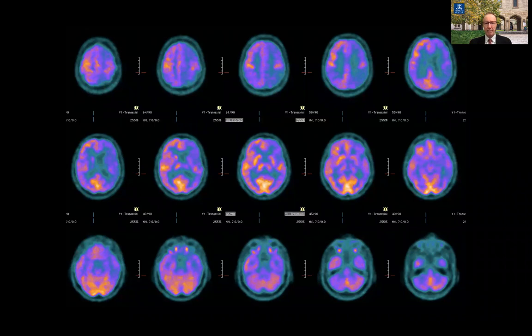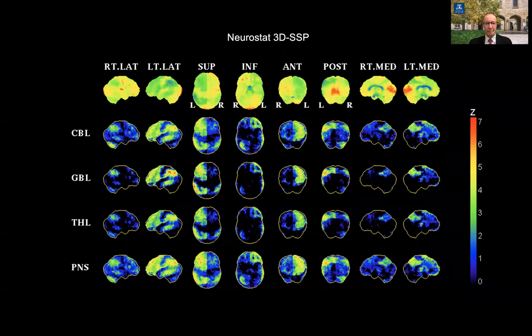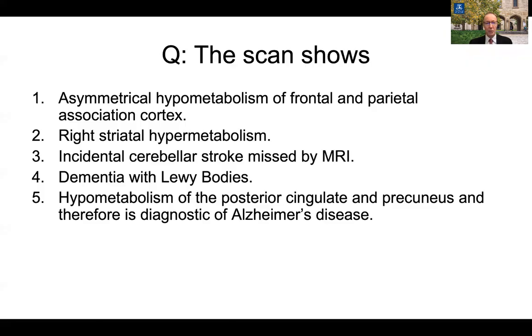This is the FDG PET scan, 20 seconds. The Neurostat. The questions.